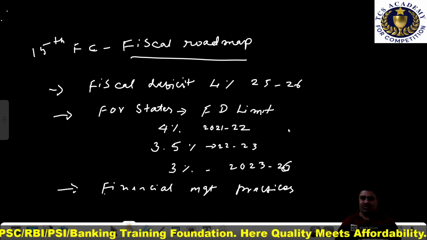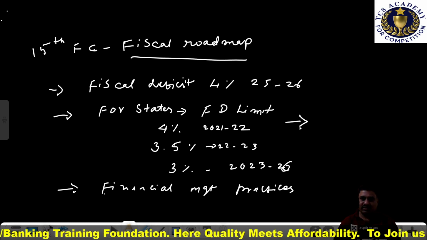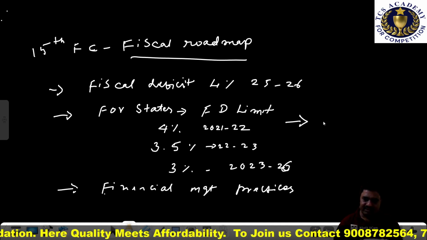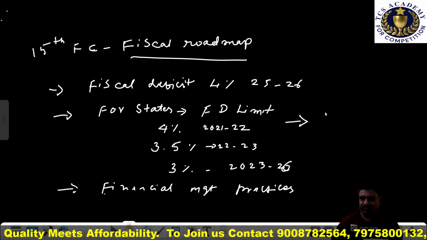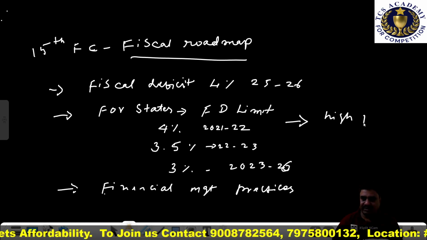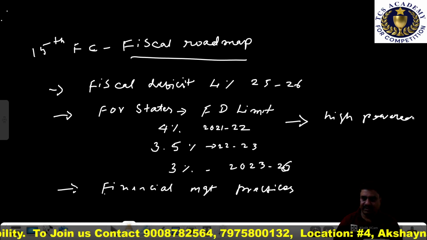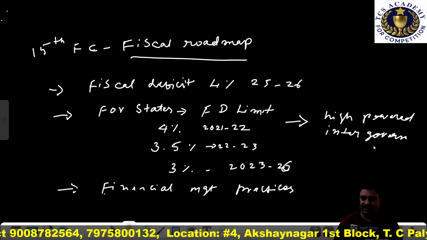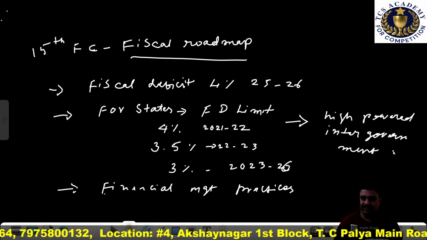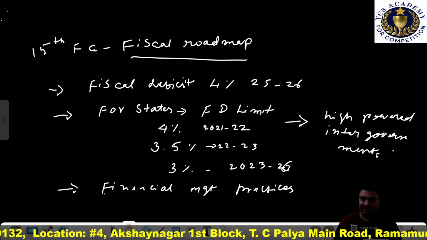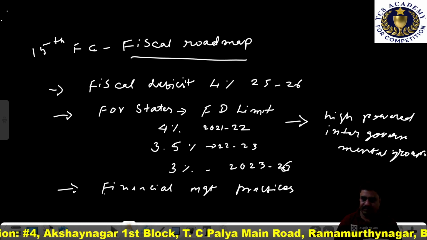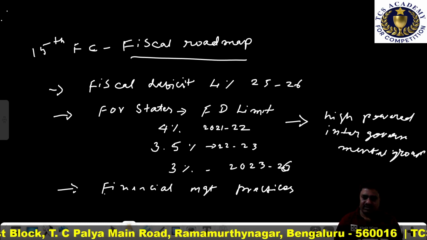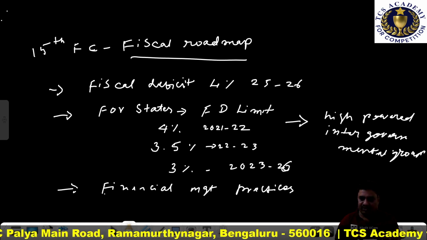Okay. So another important point, the fiscal roadmap, has recommended forming a high-powered intergovernmental group. So what are the important activities given to this high-powered intergovernmental group?